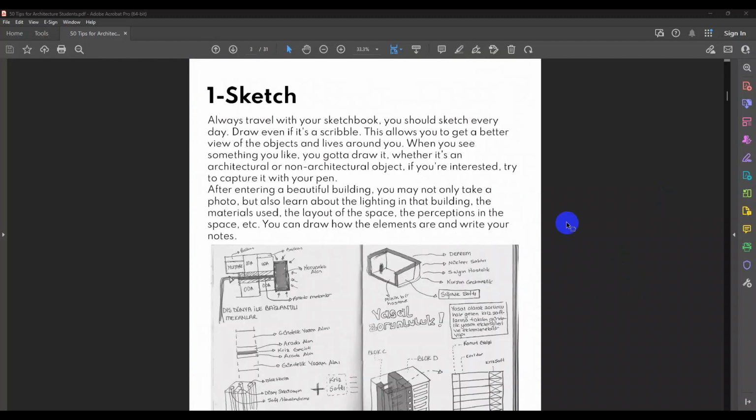Firstly, about the sketch. Always travel with your sketchbook. You should take a sketch every day. As you see, when we travel outside as an architect, we have to take a look, or sometimes investigate all the buildings and things around us.